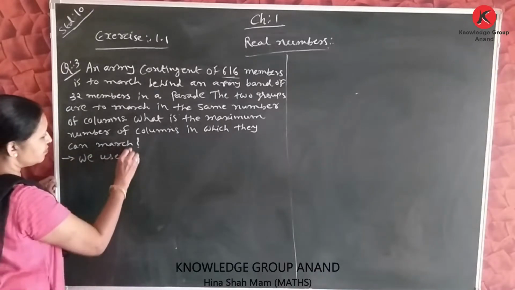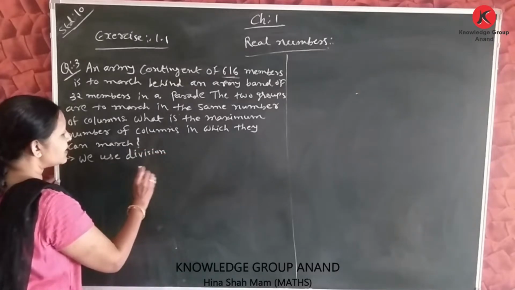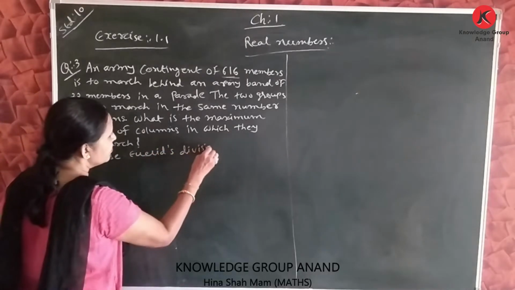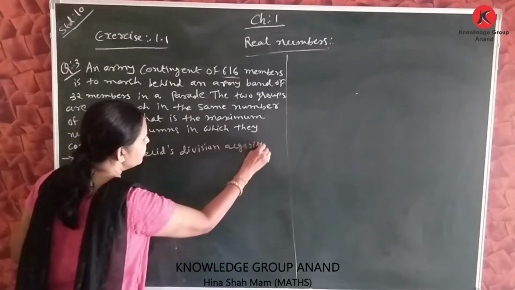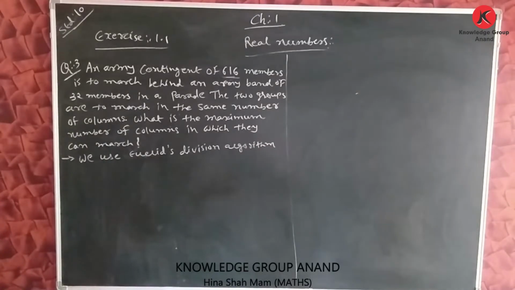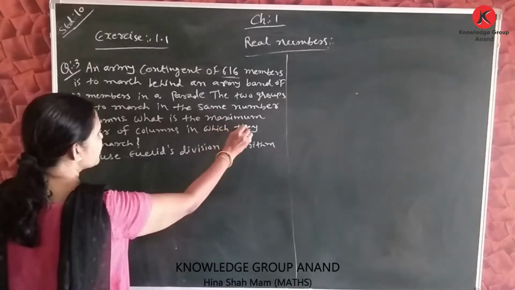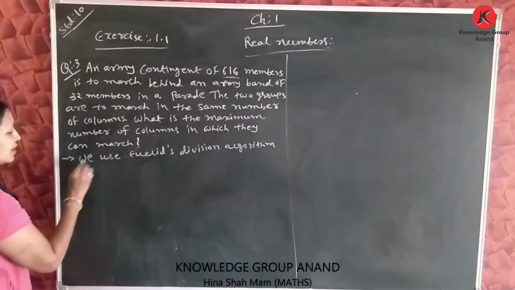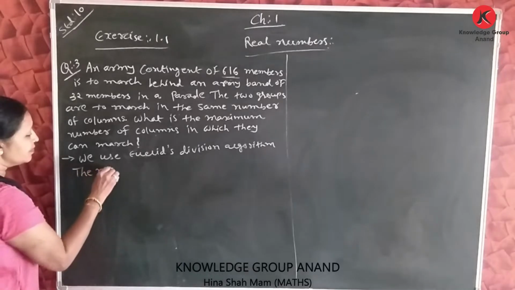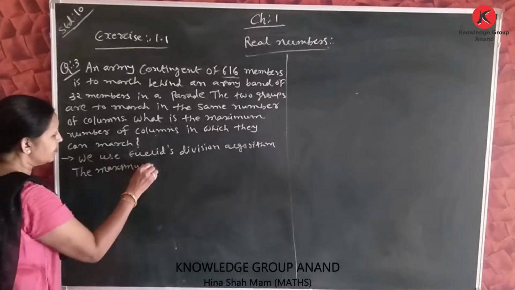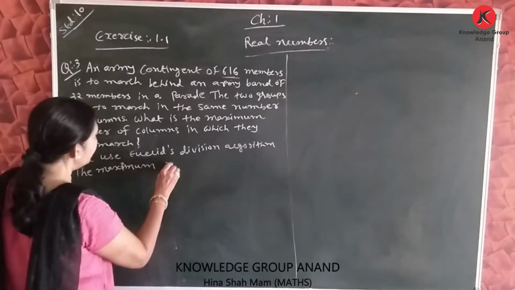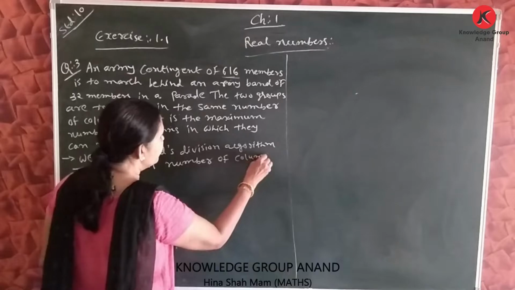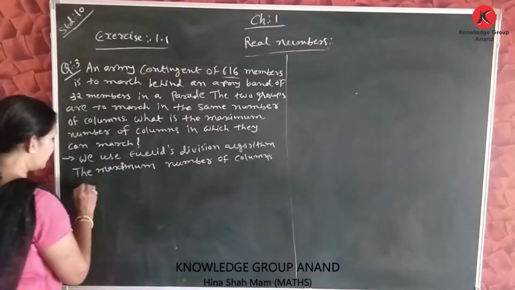Now we use Euclid's division algorithm. We use Euclid's division algorithm to find the maximum number of columns.